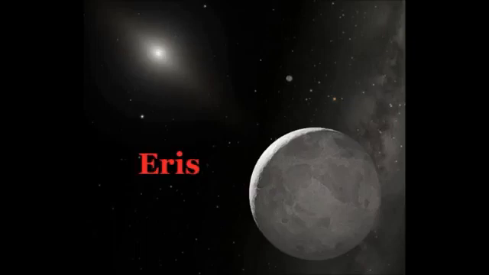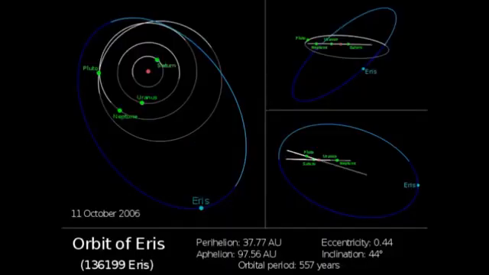Under the specifications of what constitutes a planet, Eris, along with Pluto and the other dwarf planets, are recognised as being just that, dwarf planets. They are not recognised as being full planets, like the larger bodies within the solar system.